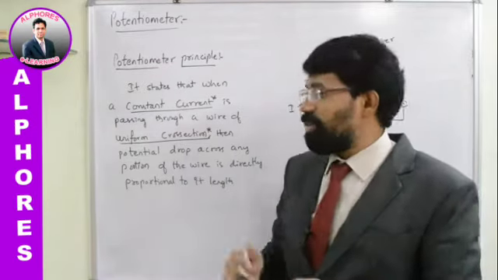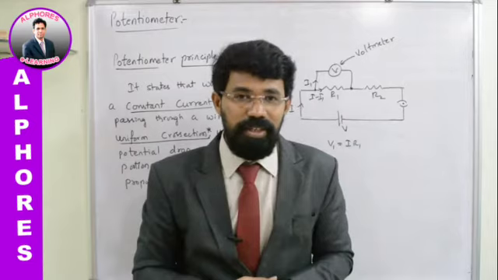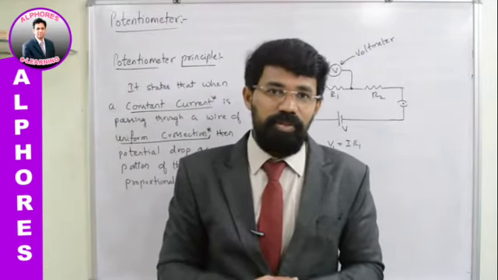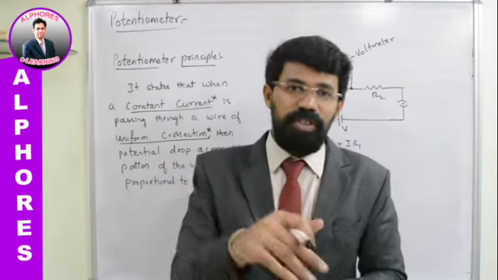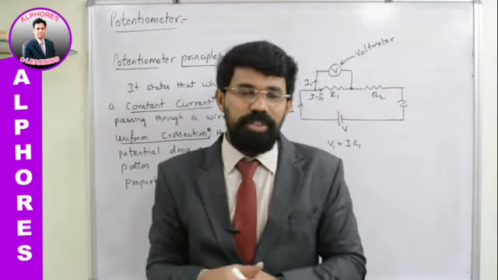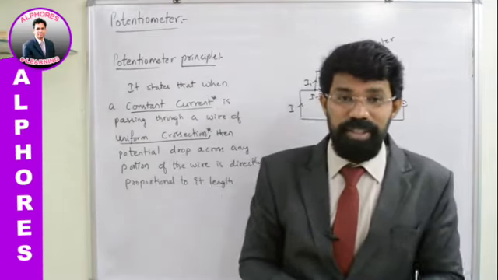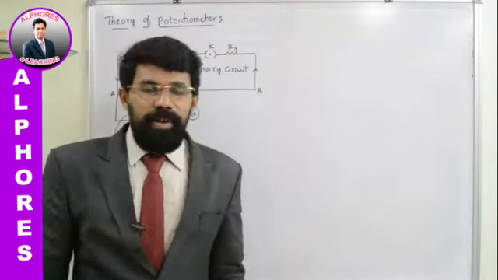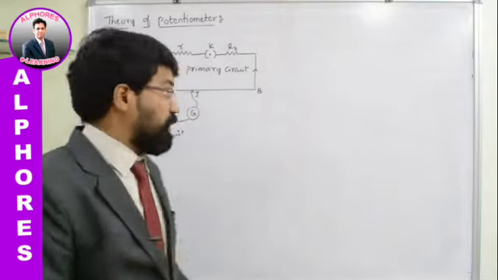So remember, children, the potentiometer principle is: when a constant current is passing through a wire of uniform cross section, the potential drop across any portion of the wire is directly proportional to the length of that portion. Based on this principle, we will be able to develop the theory related to the potentiometer. Now let us deal with the theory of potentiometer.